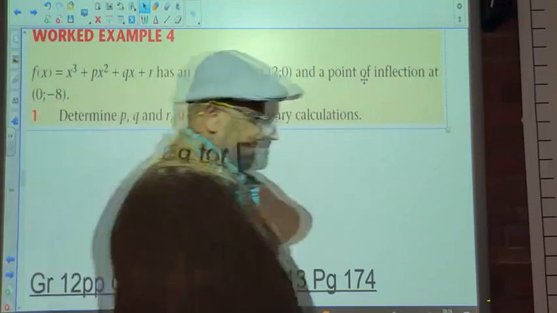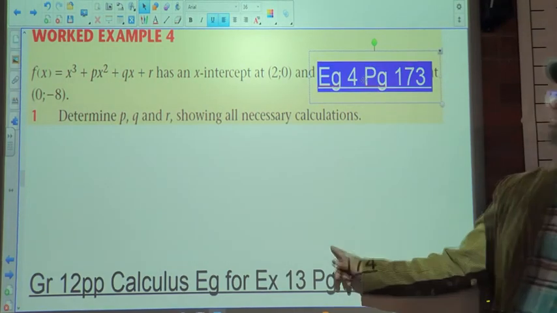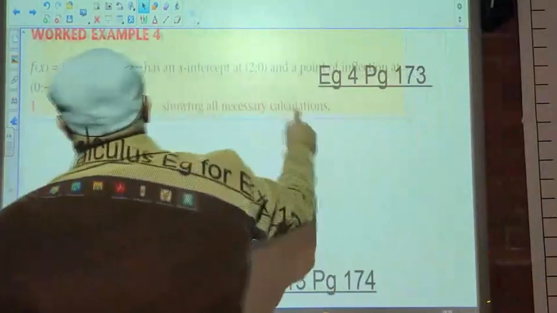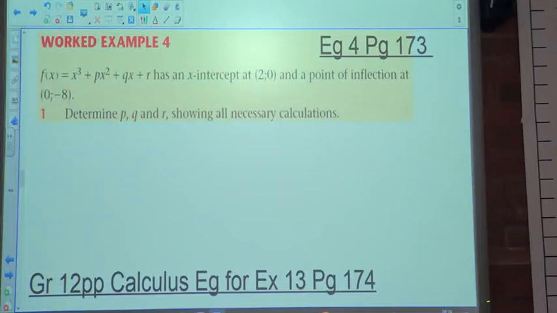Here's example 4. Okay. So here we are told that f of x equal to x cubed plus p x squared plus q x plus r has an x-intercept at (2, 0) and a point of inflection at (0, -8). Determine p, q and r, showing all these calculations.